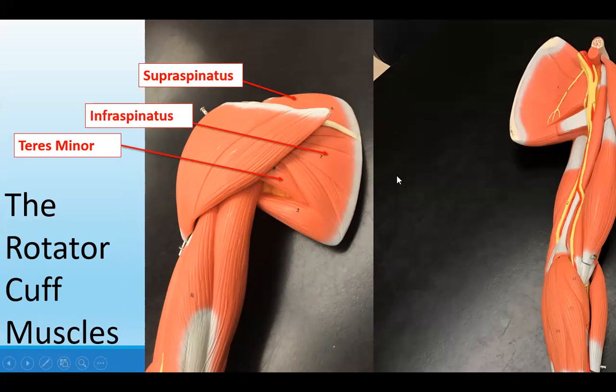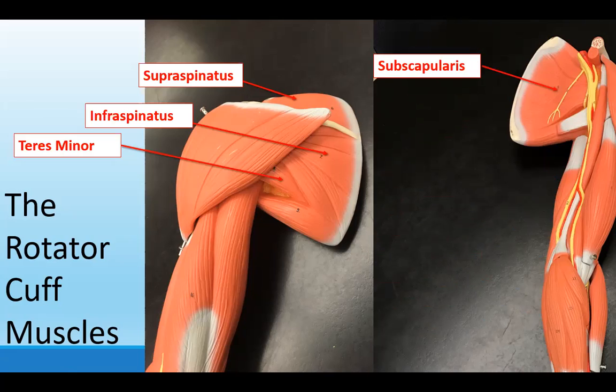This is 3 of the 4 rotator cuff muscles. And over here is the 4th one, the subscapularis, on the underside of the scapula in the subscapular fossa that we looked at last week. So supraspinatus, infraspinatus, teres minor, and subscapularis. Those are the only 4 muscles in the rotator cuff. The teres minor is one of them.